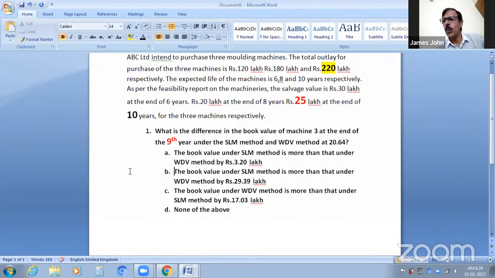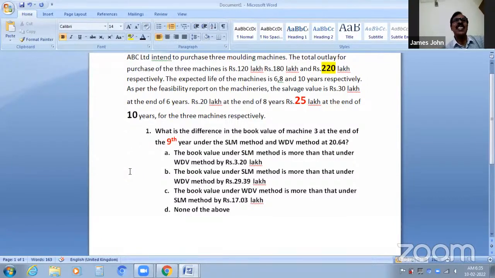What is the book value you are getting? Answer? 27.468. 27.47 we can take, right? 27.47 you can take. Now you subtract. None of the above. 17.03 is what I am getting, sir. So the answer is 17.03. So the book value under written down value method is more than 17.03. Sir, wait, how did you get 17.03? Sir, in written down, what is the answer, sir?